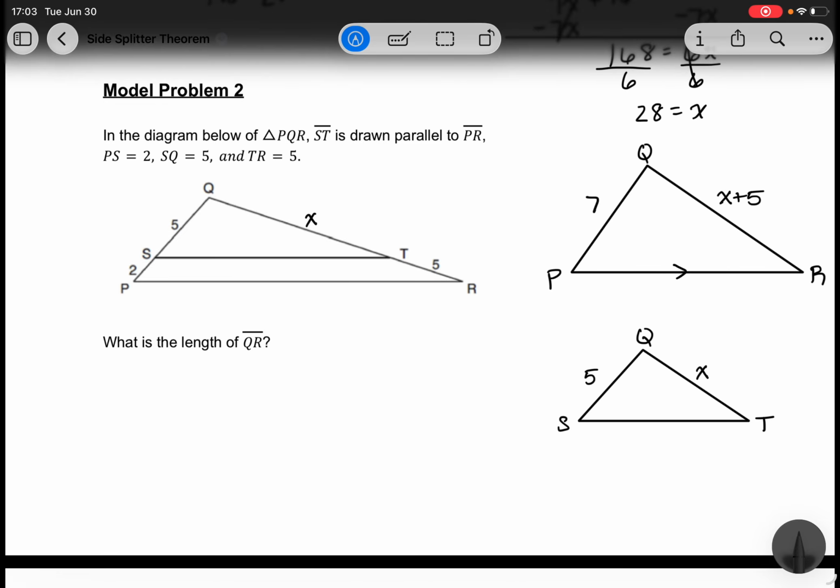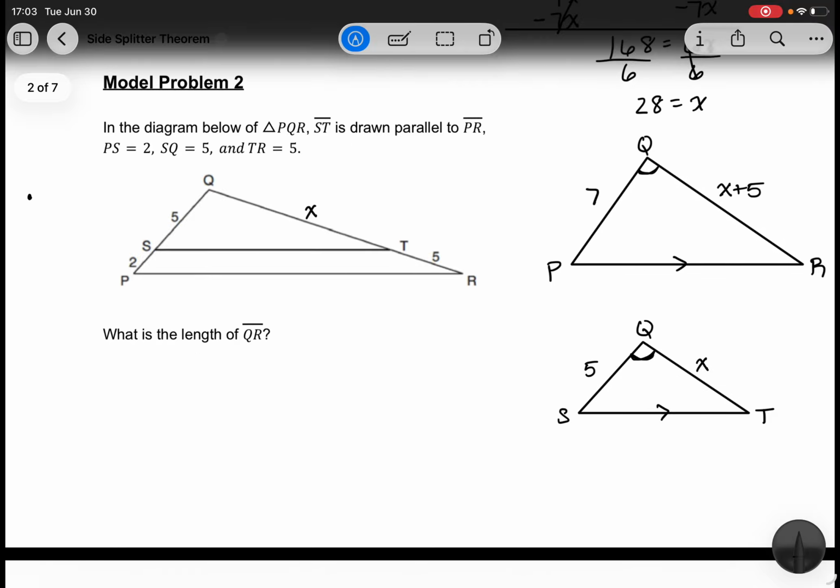We also know that PR and ST are going to be parallel and that they both share angle R. Since we have an angle in between two sides, we should be able to prove this using side angle side similarity. With that said, now all we have to do is set up our proportion, solve for X, and then see what line segment we're solving for.